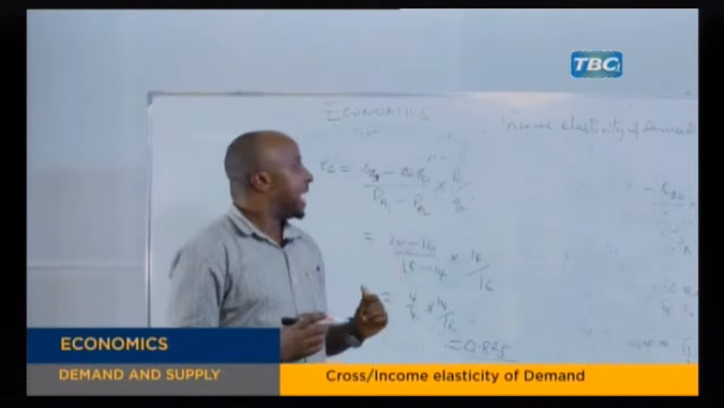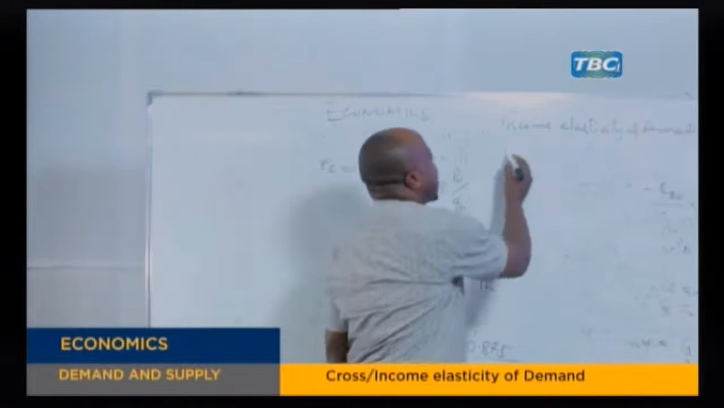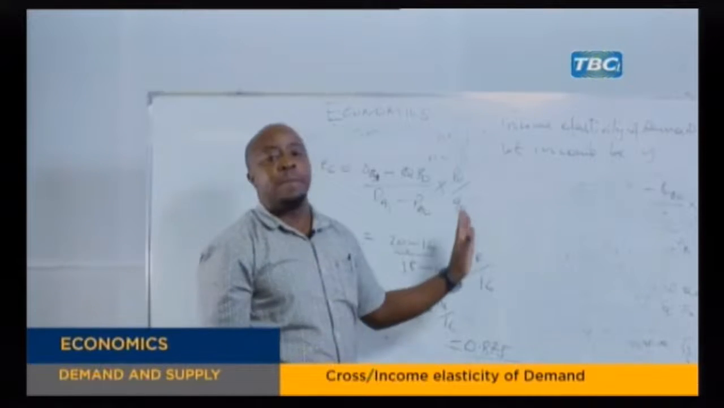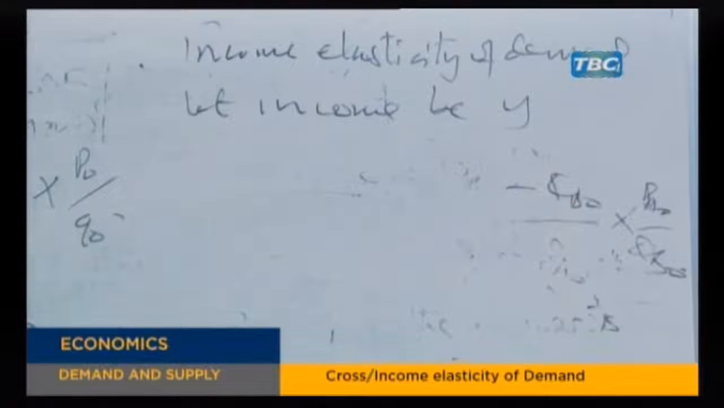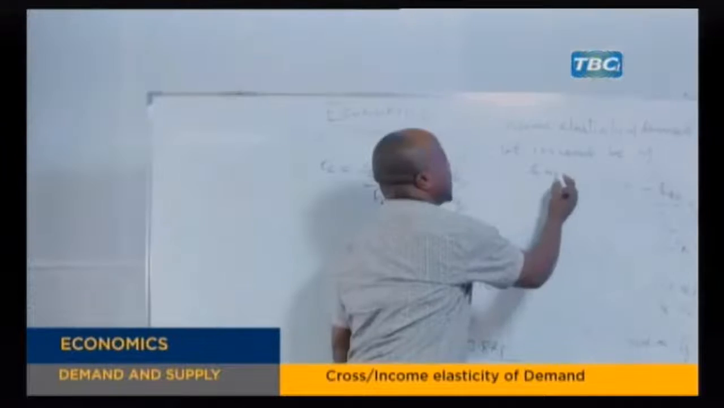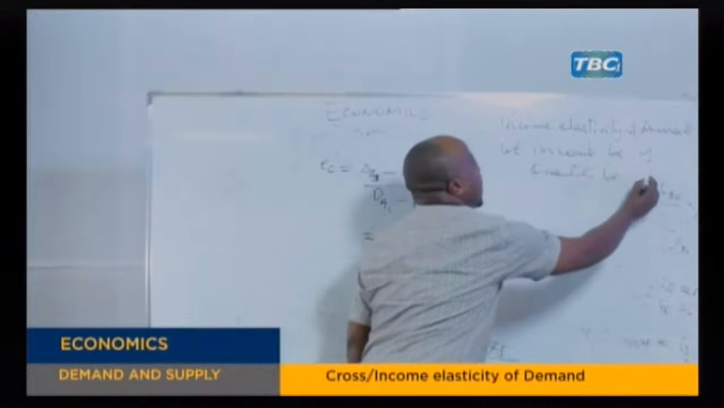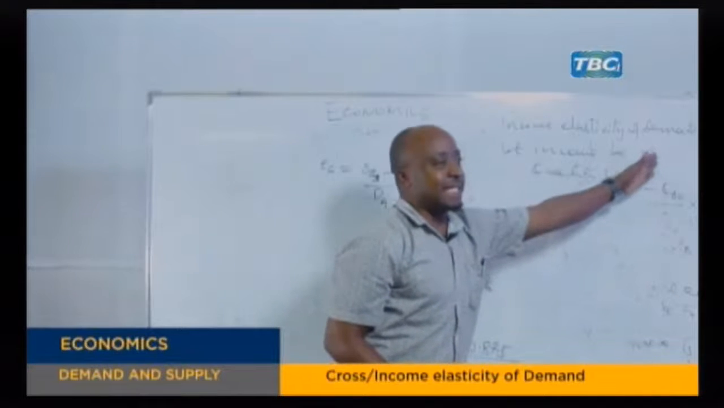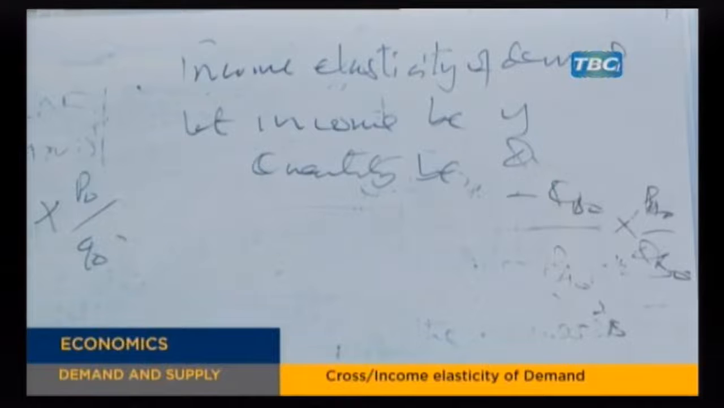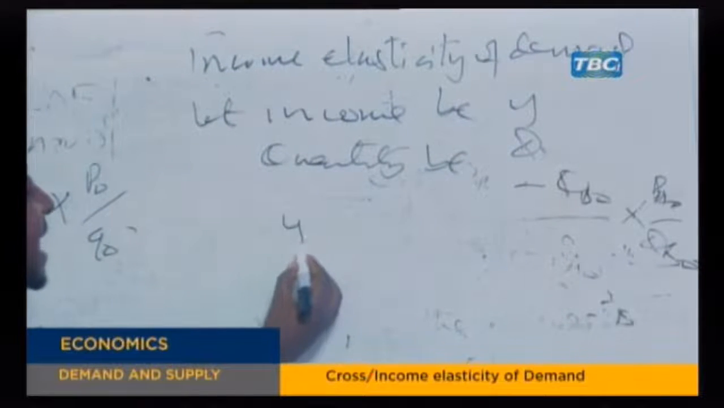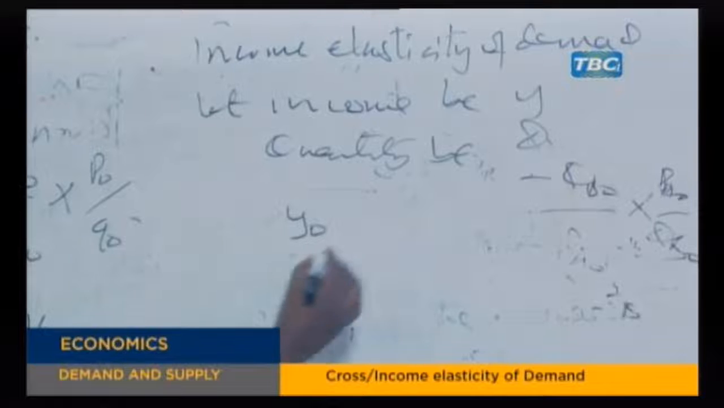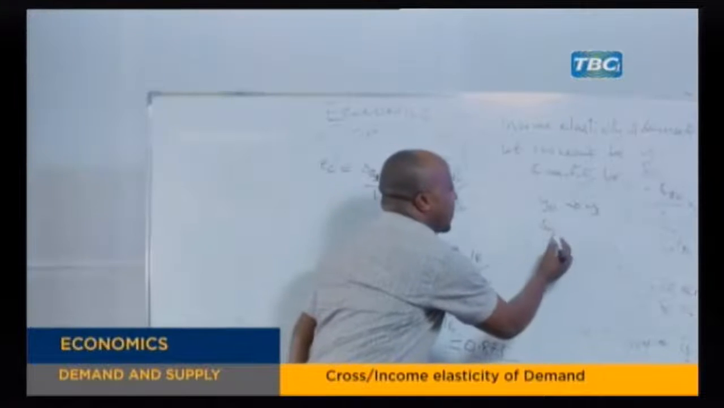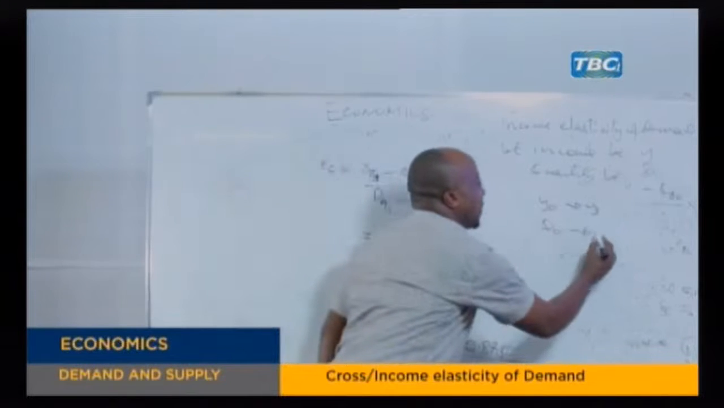Now, let's say income is given by Y. So Y will represent the income of any consumer. Then quantity will be Q. As we said, if income changes, we expect quantities also to change. So if, for example, income changes from a previous income to a new income, that is a change. Likewise, quantity will change from a previous quantity to a new quantity.